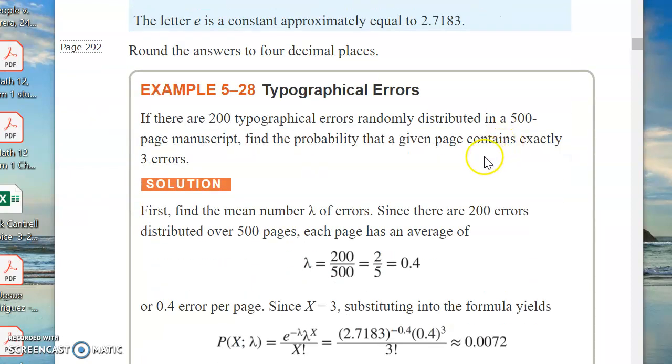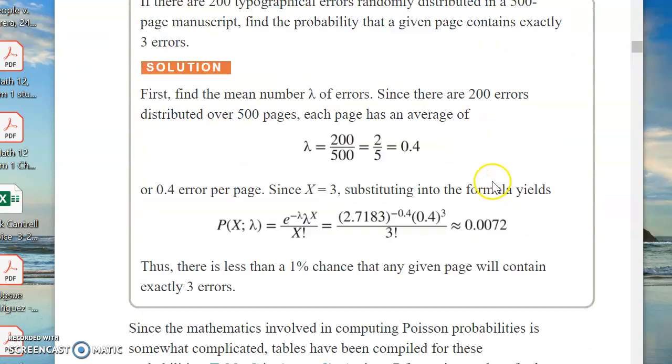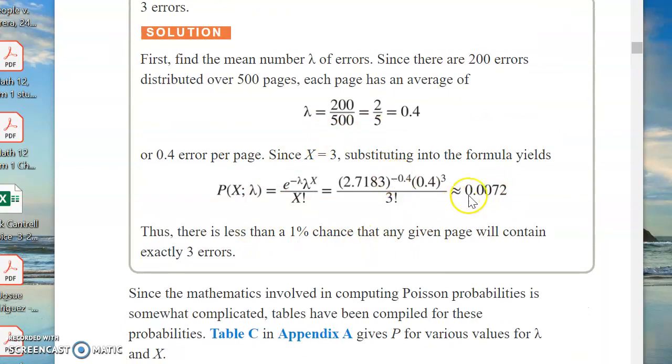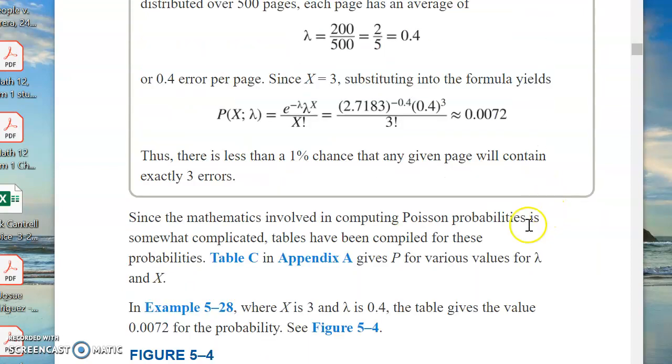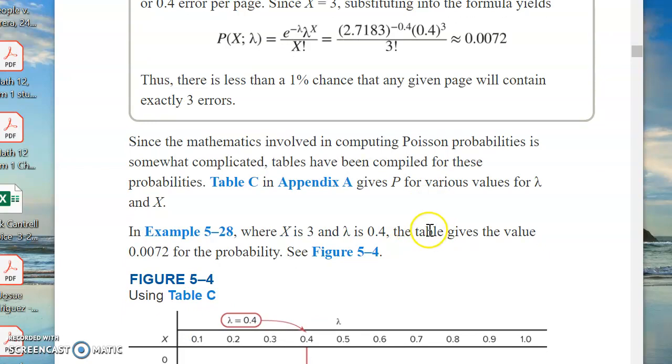It's beyond the scope of this class to prove that this formula is correct. We're just going to use this formula. So you plug in all the numbers, and there you go. There's the probability. That's what we need. So there is less than 1% chance that any given page will contain exactly 3 errors. Okay, so this gets to be complicated, to say the least. Now, not so much anymore because we have calculators to do all this, but back in the day, it's too hard. So what we would do would be create these tables.